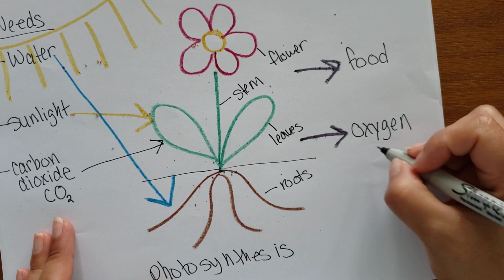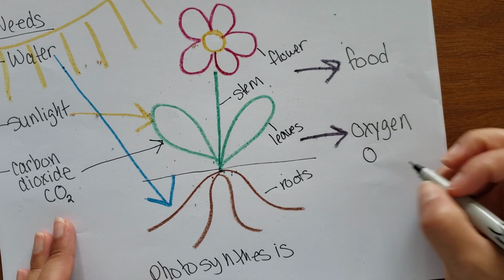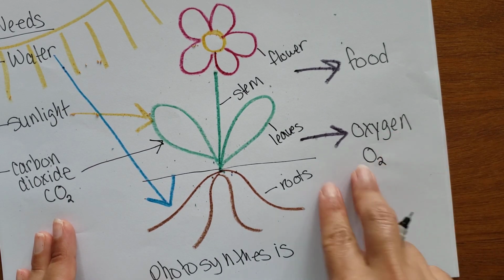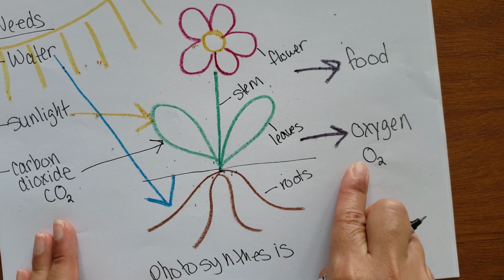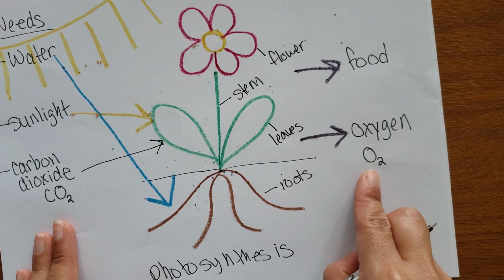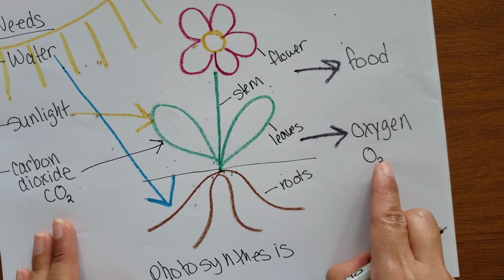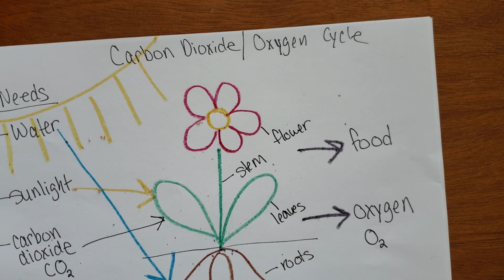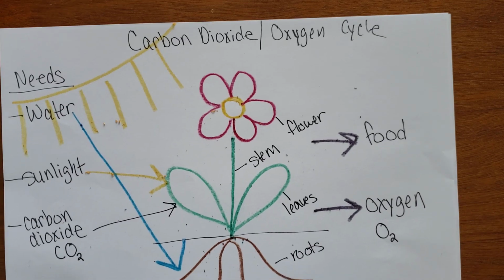And shortcut for oxygen is written as the letter O and a little number 2. Because oxygen likes to hang out in pairs. So this is 2 oxygen atoms. They like to hang out in pairs. So that's why you're going to write oxygen with a O2. And this is basically the carbon dioxide oxygen cycle.